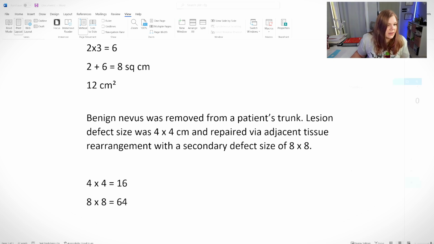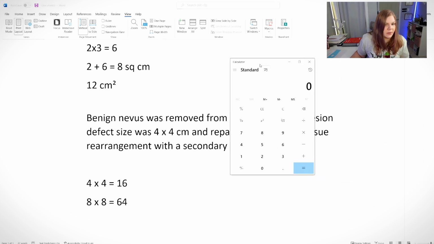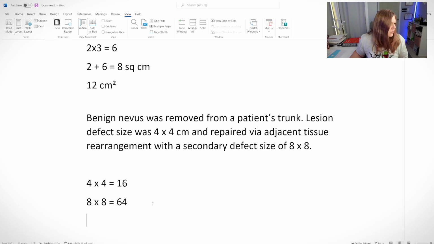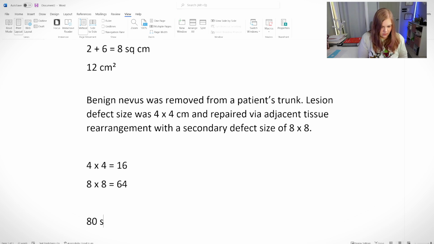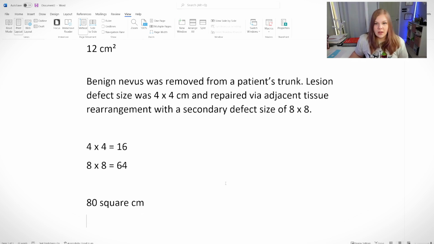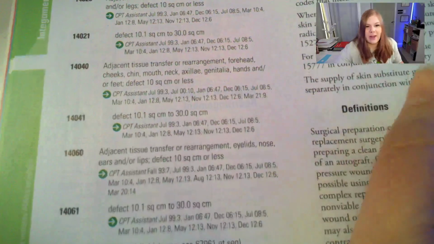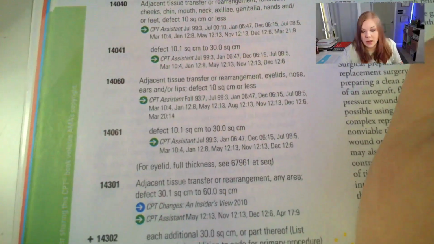So we have to add those together, both of our square centimeters. We have the defect 1 square centimeters is 16 plus 64. That takes us to 80. So we have 80 square centimeters. Now, when we look at our book, our first code is going to be that 14301. Remember, because once we hit over that 30 threshold, we drop to our 14301 code. So now we have to do a little bit more math beyond that.